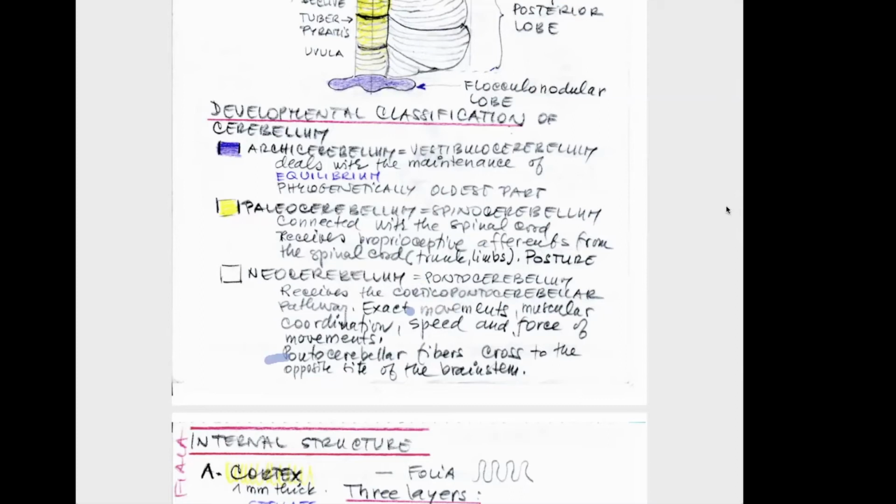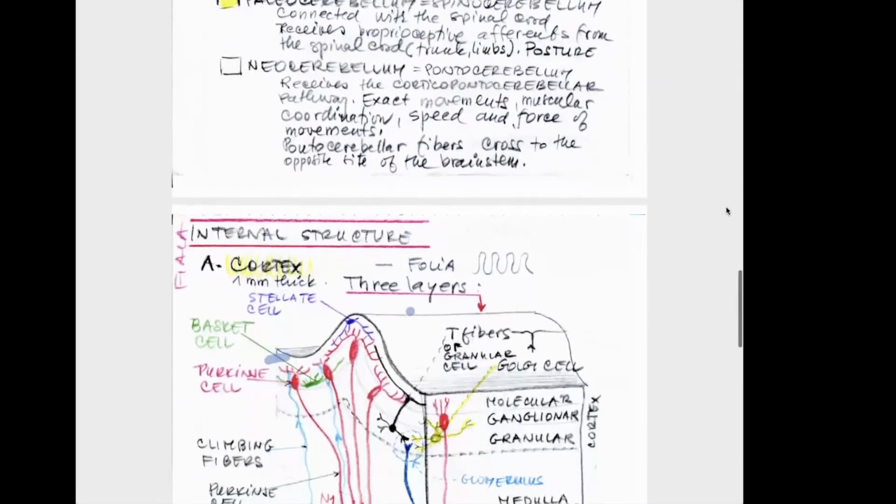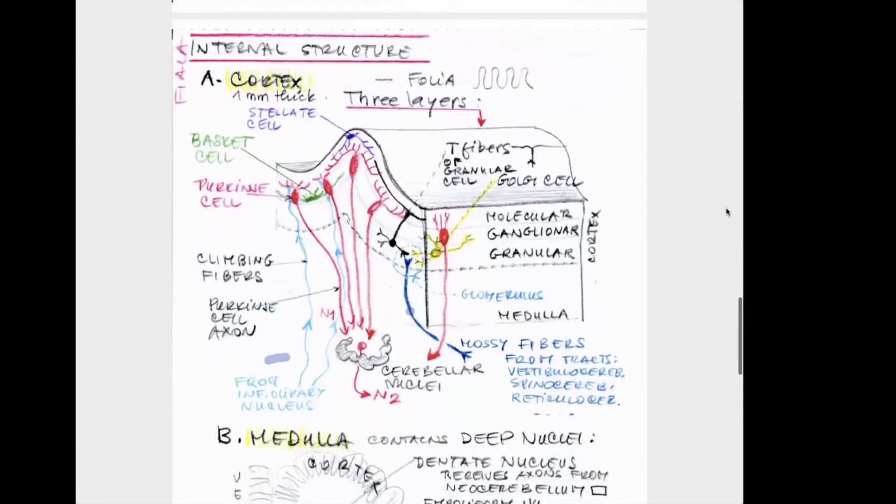Looking at the internal structure on the next page, it's a typical example of one folia. We know that the surface is not smooth. It consists of the folia, and when we draw the enlargement in detail, this is one folium.